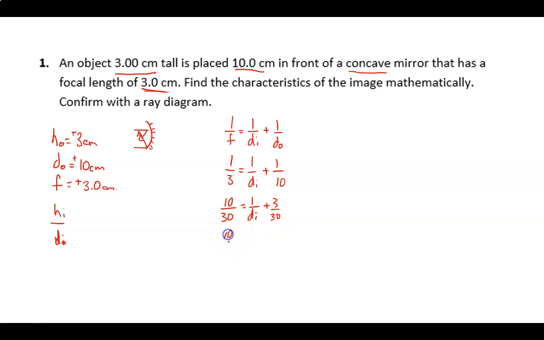Subtracting 3/30 from each side means that we've got 7 over 30 is equal to 1 over di. Lastly, that means 30 over 7 is equal to di, just inverting both of them, which gets you a value of 4.28 centimeters. But the main thing here, because we want to find the characteristics, is that this is positive. Positive di means that this is a real image.